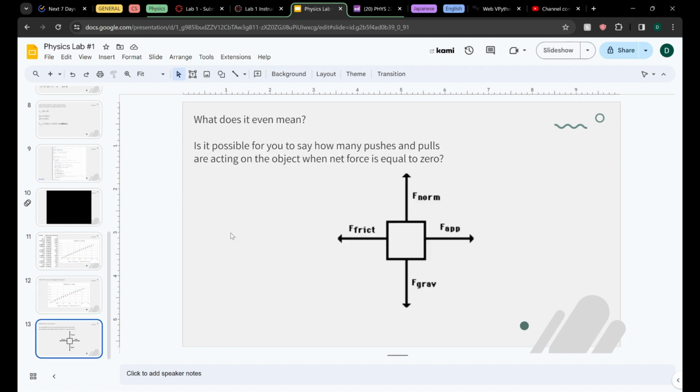What does it even mean? Is it possible for you to say how many pushes and pulls are acting on the object when net force is equal to 0? No, it is not. Since there's no change in velocity, all of the forces are canceling out, and there could be an infinite amount of forces acting on the object. All that we know is that they're all canceling each other out, and that net force is equal to 0.